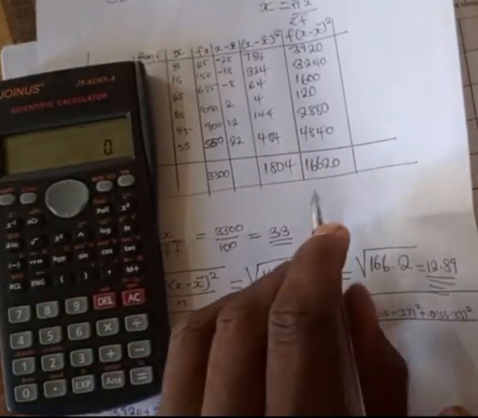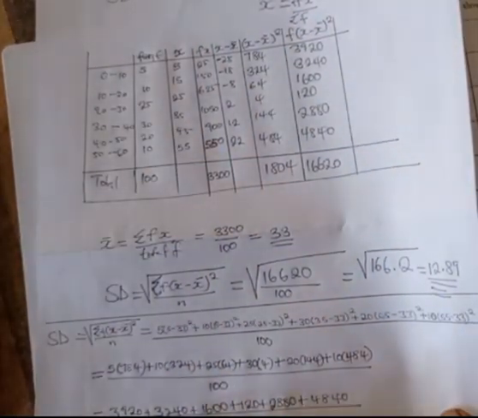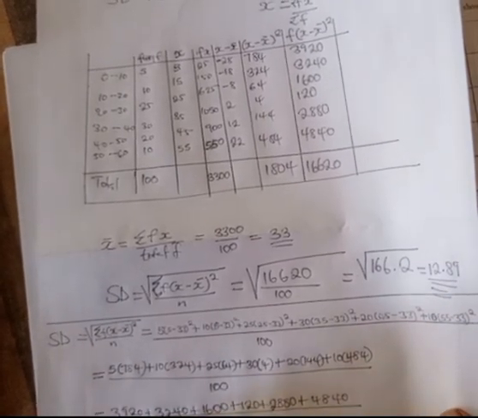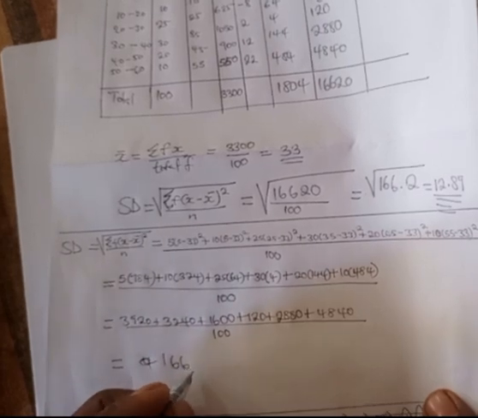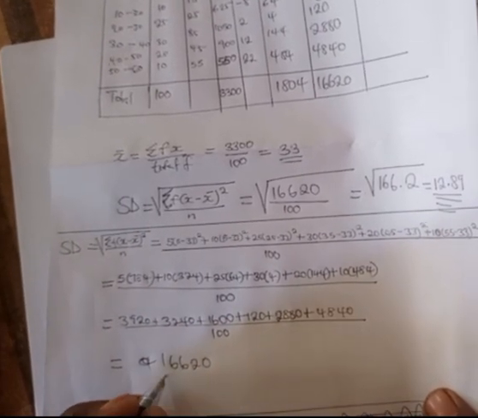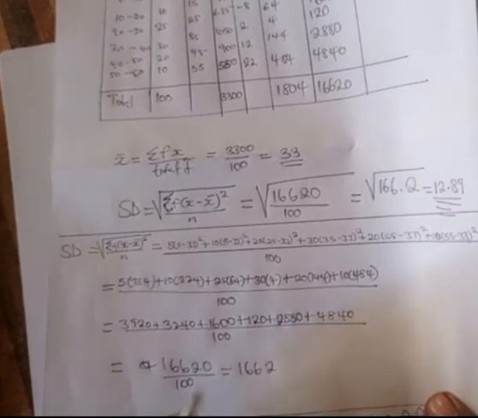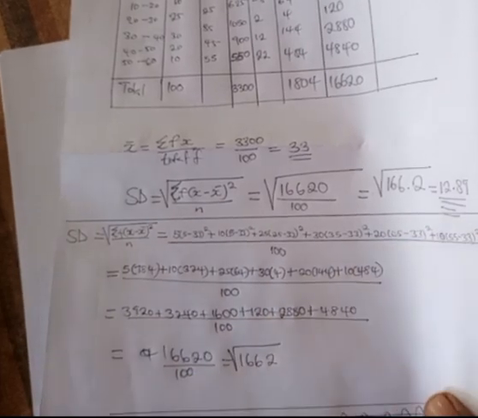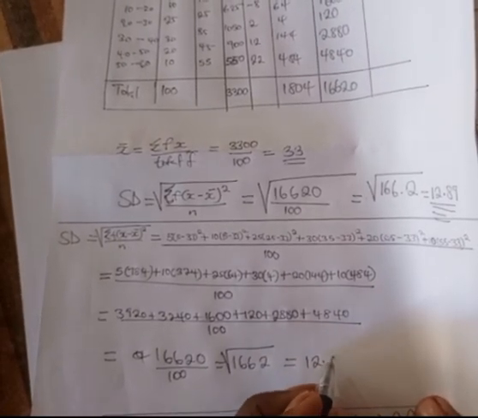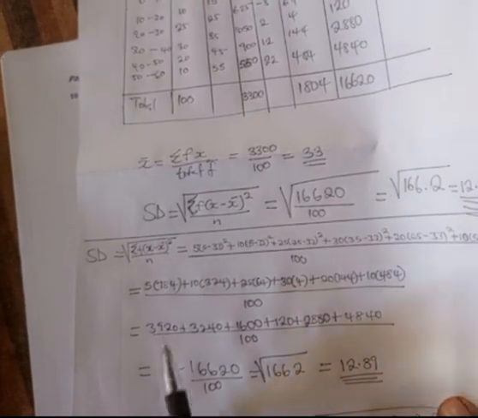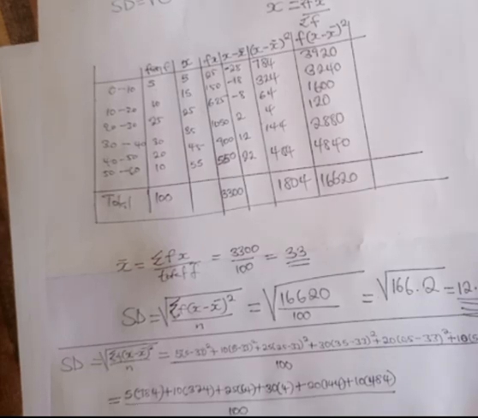This is the addition we had there. Let us now add and see what we are going to get. If we add everything here, we get 16620 on top. Then everything over 100, the answer we get is 166.2. Therefore now you square root, because to find standard deviation we have to square root. What we found here is the variance. Now we square root the variance, and the answer is 12.89. So you can use this method, or you use the table. You will still be able to find the same answer.